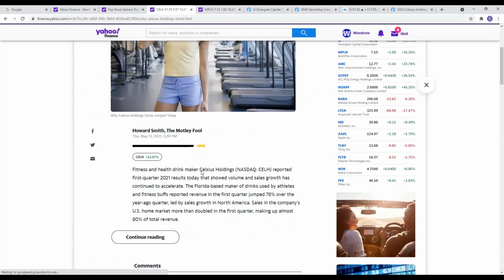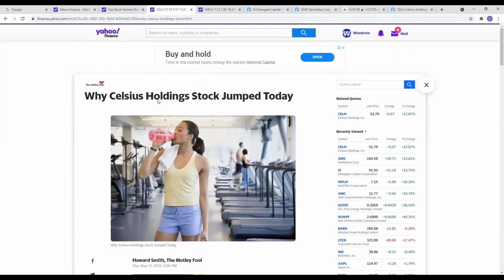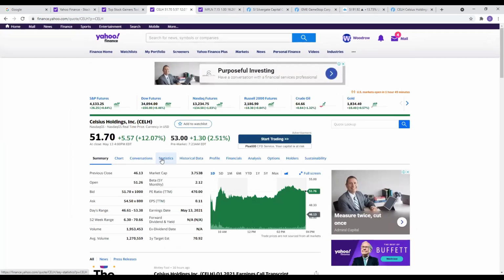Fitness and drink maker Celsius Holdings reported first quarter 2021 results that showed volume and sales growth has continued to accelerate. Okay, so the company is profitable, so there's a reason why this company's stock should increase. So let's look at the charts. Still low relative volume though. Let's look at the charts.